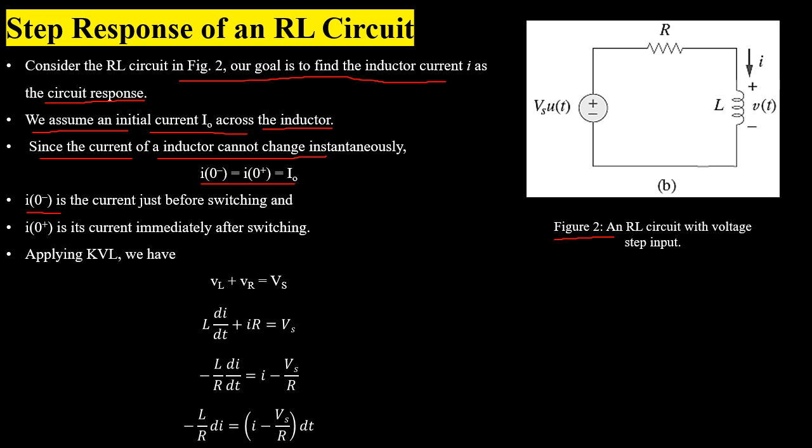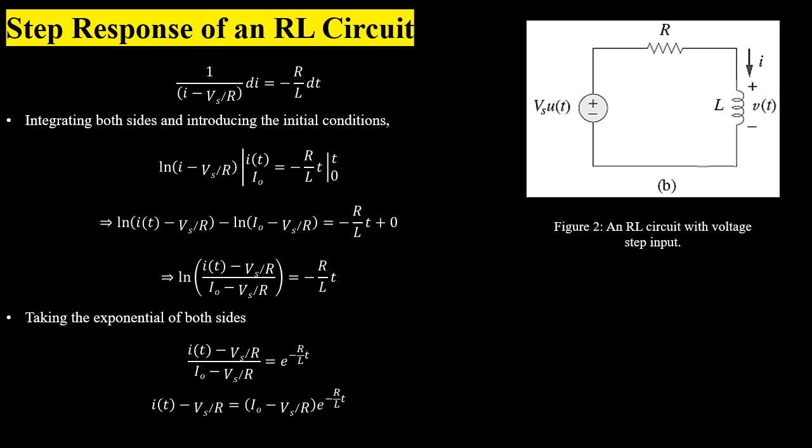Here I of 0 negative represent current before the switching and I of 0 positive represent current immediately after the switching. Now for analysis, we will apply KVL and will obtain the result that sum of voltage across resistor and voltage across inductor will be equal to the source voltage. Now by definition we know that voltage across inductor is equal to inductance of inductor in product with rate of change of current, where voltage across resistor will be equal to product of current through the resistor and resistance of resistor. Now substituting these values and rearranging, we will have the last equation of the slide.